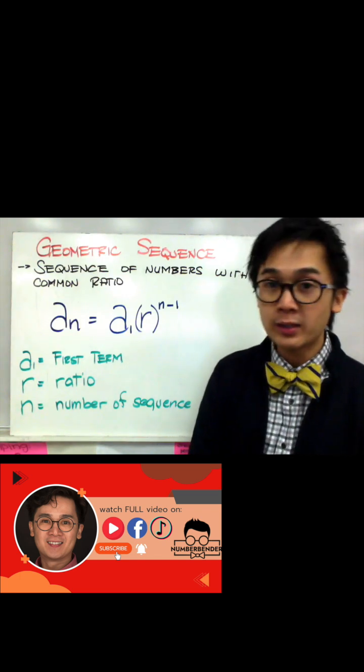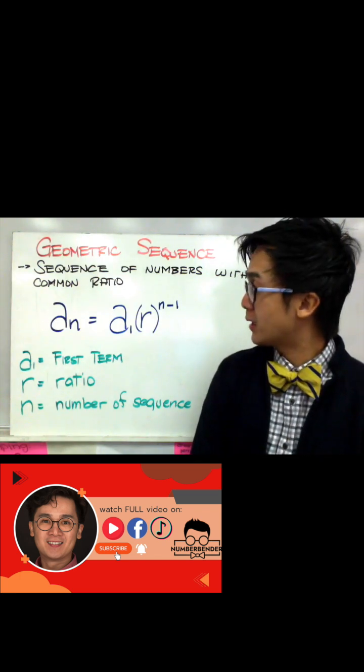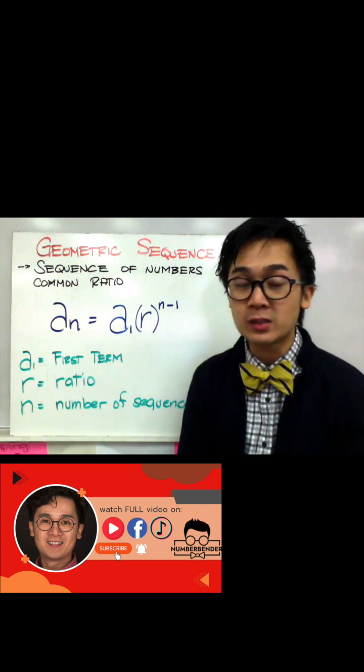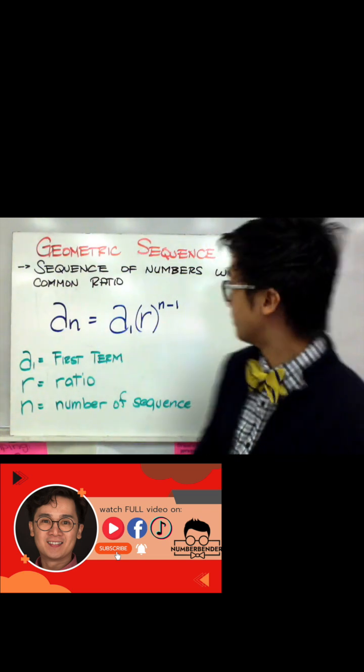Now, a sub 1 is the first term, r will be the common ratio for our sequence, and n is the specific number in the sequence that we are going to find later on.